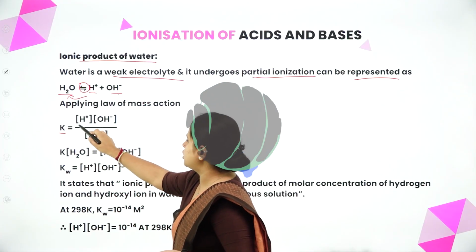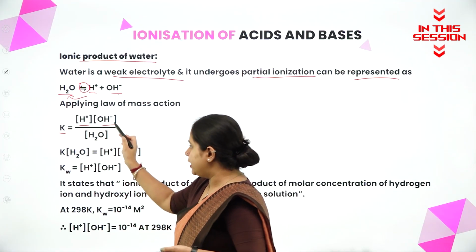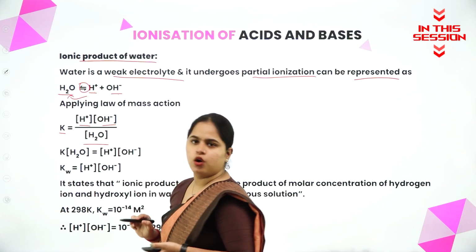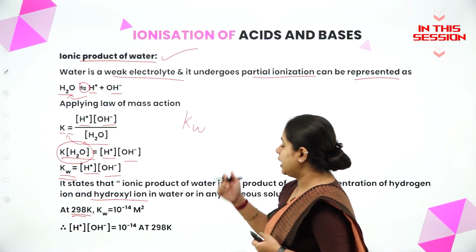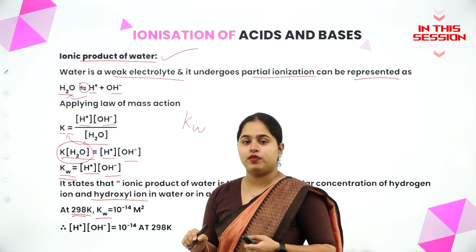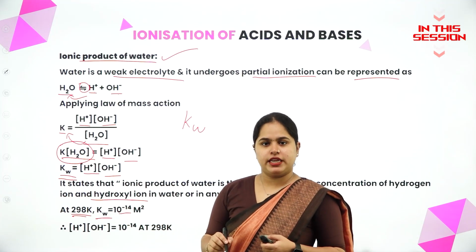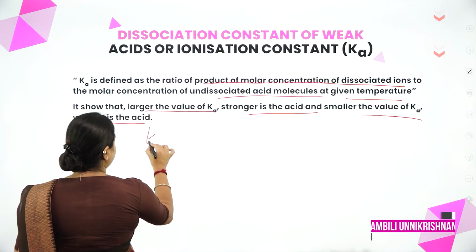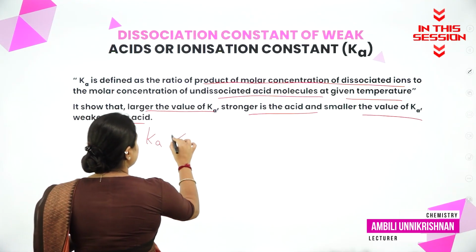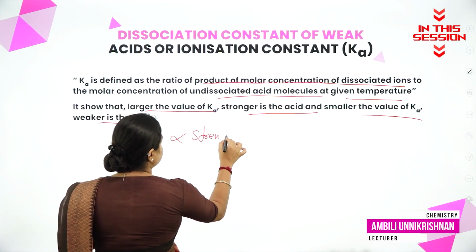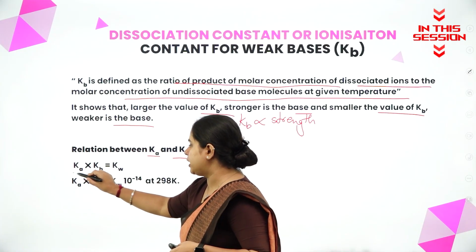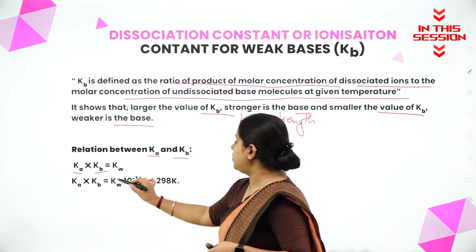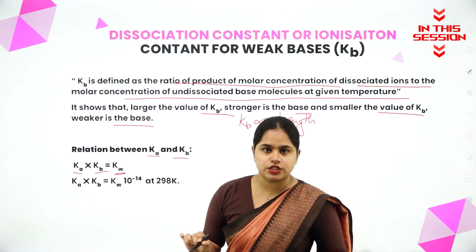So the molar concentration of H plus and OH minus ion divided by the molar concentration of water. At 298 Kelvin, and only at 298 Kelvin, the ionic product of water, that is Kw, will be equal to 10 to the power minus 14. So when the value of Ka is more, what happens? The strength of the acid also increases. So it is directly proportional, which is a very important equation. Ka into Kb will be equal to the ionic product of water.